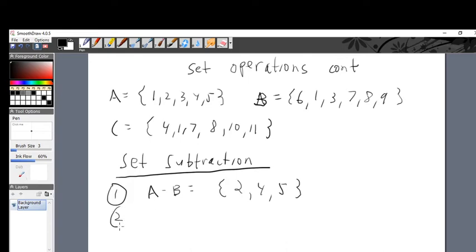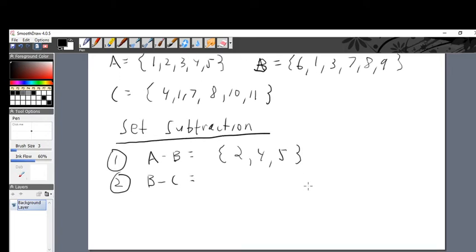All right, for good measure, might as well put B minus C in there. Let me move up the paper a little bit, not completely, just a little bit. I still want A and B to be in sight. Yeah, they're in sight. We can see them. So B minus C. 6 is in B, and it's not in C, so we'll take it. How about 1? Well, it's also in C. Forget it. How about 3? 3 we'll take because it's not in C. It's in B, but not in C. 7 we won't take because it's also in C. 8 we won't take because it's also in C. And finally 9 we will take because it's in B but not in C.